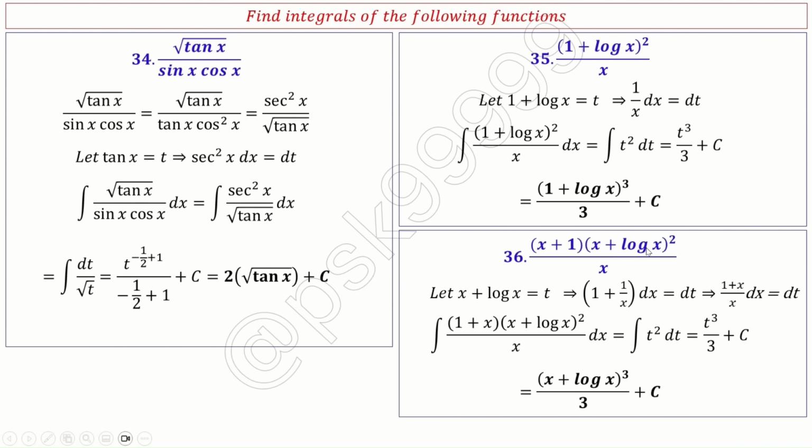1 plus x into x plus log x whole square by x. Okay, so here you look at this one. If I take x plus log x as t, 1 plus 1 by x into dx is dt. This is nothing but x plus 1 by x, which is this part. Correct? So this is simple now. This is as good as t square dt actually. Okay, this turns into integration of t square dt, which is t cube by 3 plus c, that is x plus log x whole cube by 3 plus constant.